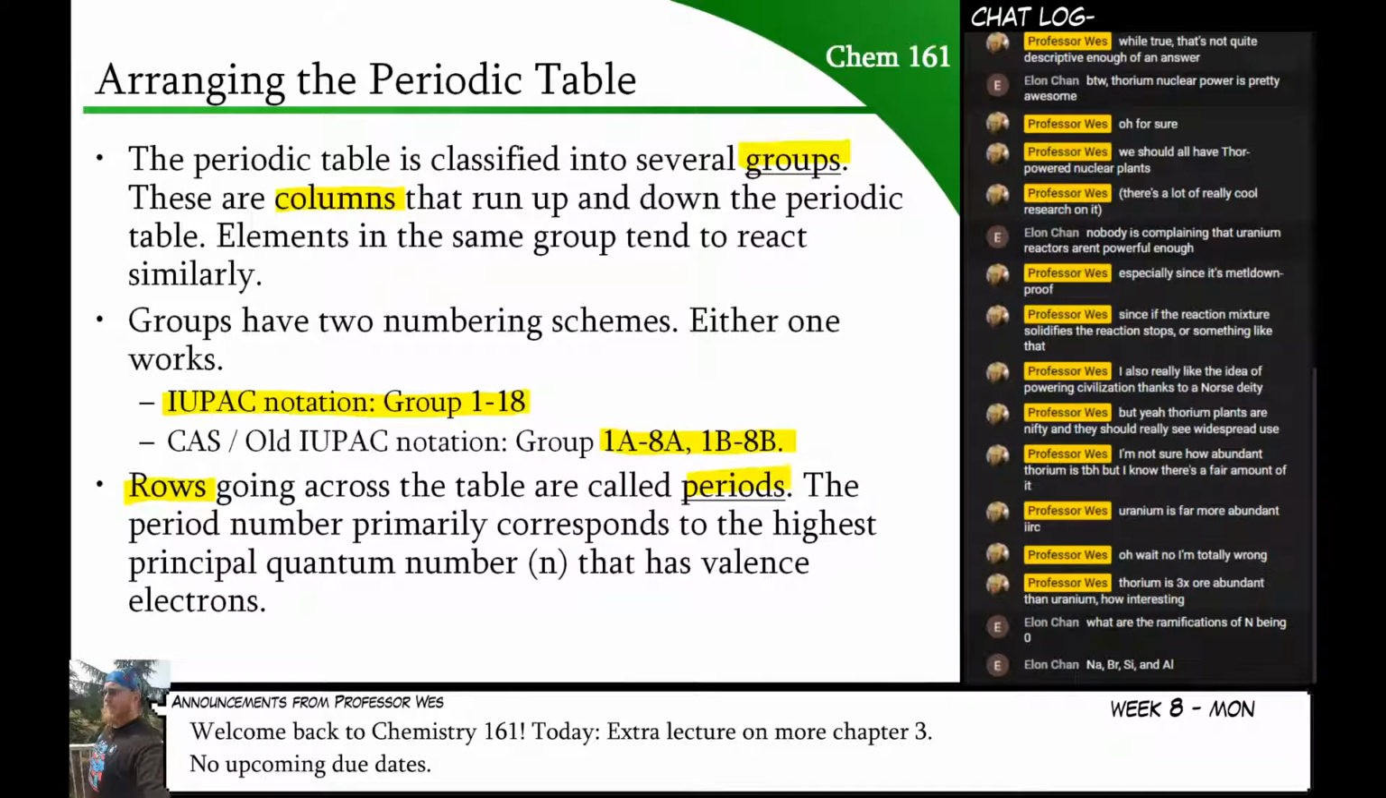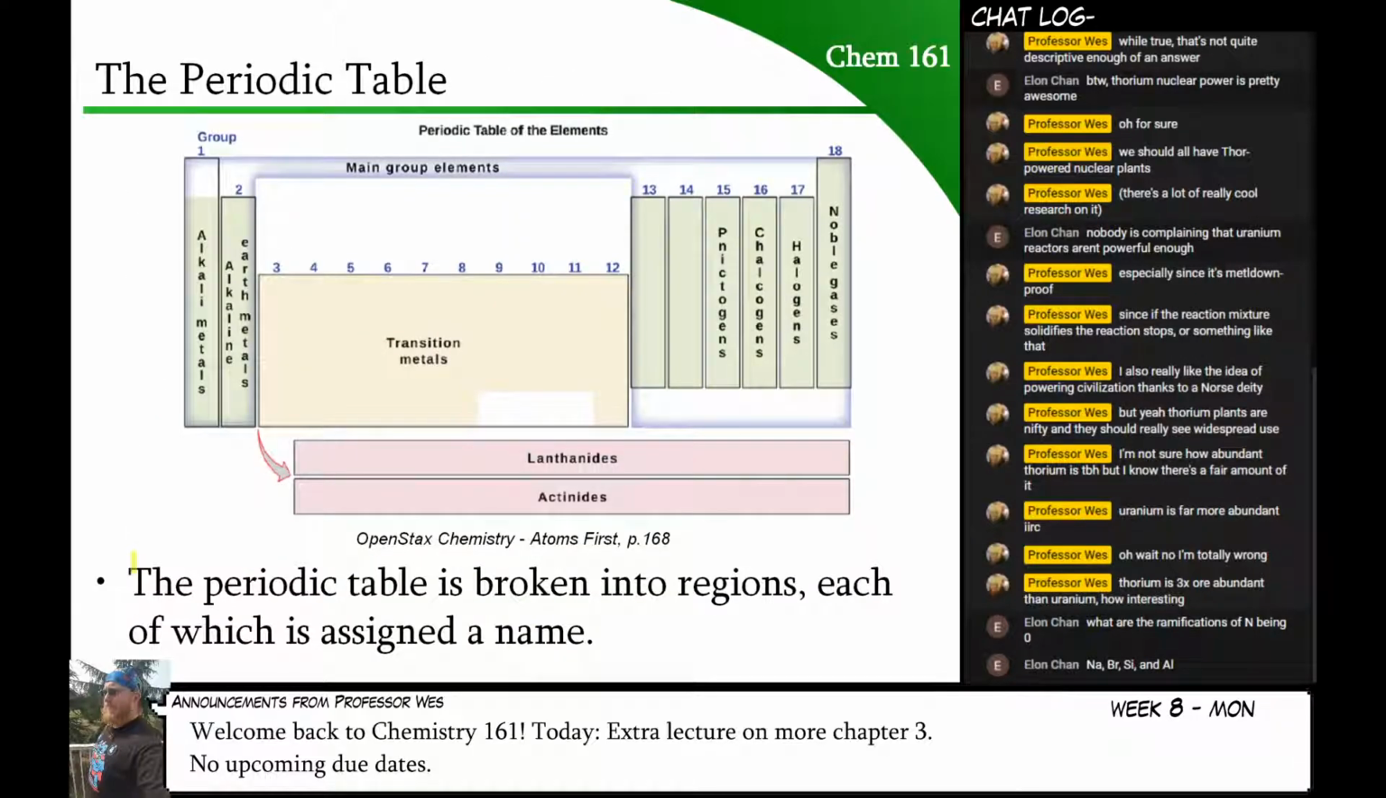Rows are called periods, and the principal use of the period number is to tell you what the valence shell principal quantum number is. I'm sure that you have heard me use and refer to these terms throughout the quarter, and if you were just confused by it, those are the formal definitions. I actually have no idea why this part comes up so late in the text. I would have started with this text, but there you go.